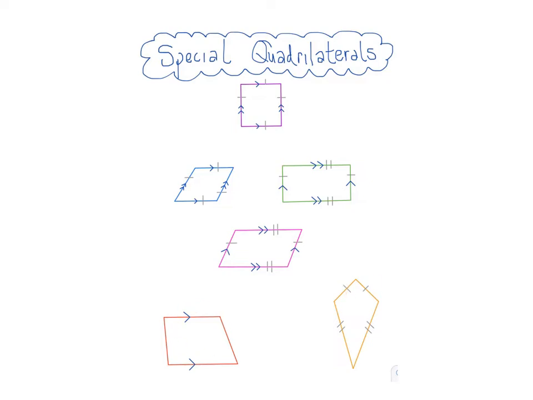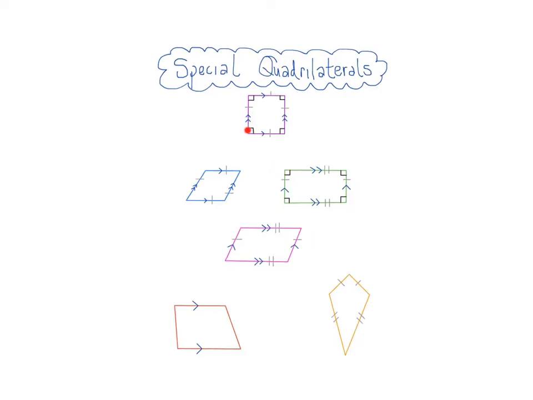In a kite, adjacent sides, so the difference between opposite, those are opposite, and these are adjacent, as in the ones next to each other, have got the same length. So you'll also notice that all the way around the sides aren't the same. So these sides aren't the same, but two pairs of adjacent sides are the same.